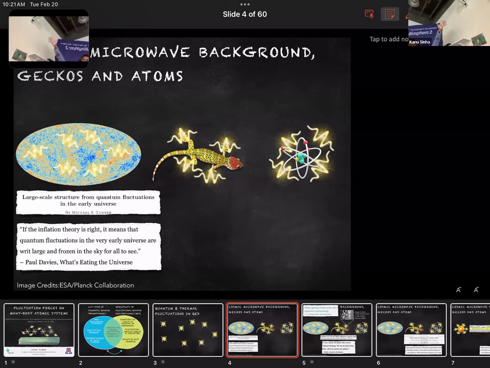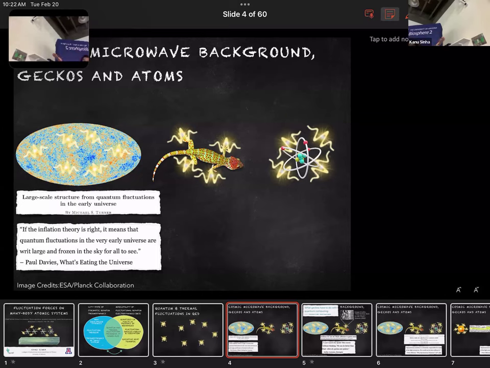So this picture that you're seeing here is the baby picture of our universe from some 300,000 years after the Big Bang. It's the cosmic microwave background, and the colors represent the temperature inhomogeneities in the early universe. These inhomogeneities are what led to the density perturbations and how matter was distributed, and eventually how galaxies and stars and everything were formed. And these fluctuations are ultimately attributed to quantum fluctuations in the early universe.